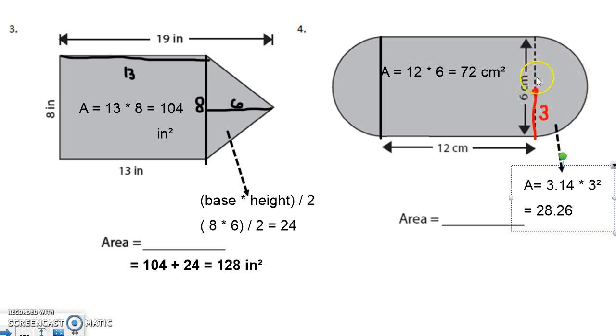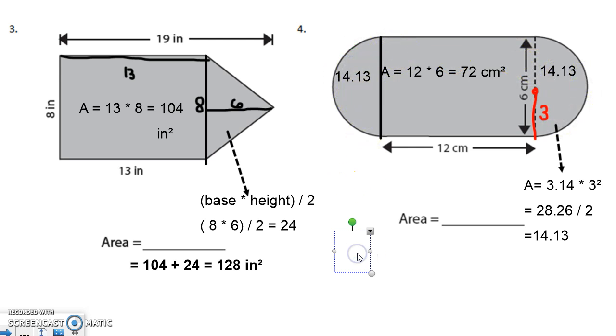So again, if I just wanted to figure out what half of a circle was, I would just divide this by 2. And let me show you what that looks like. So this would be 14.13. So I would know that this piece was 14.13 and this piece is 14.13 because both, that's a half of a circle and a half of a circle.